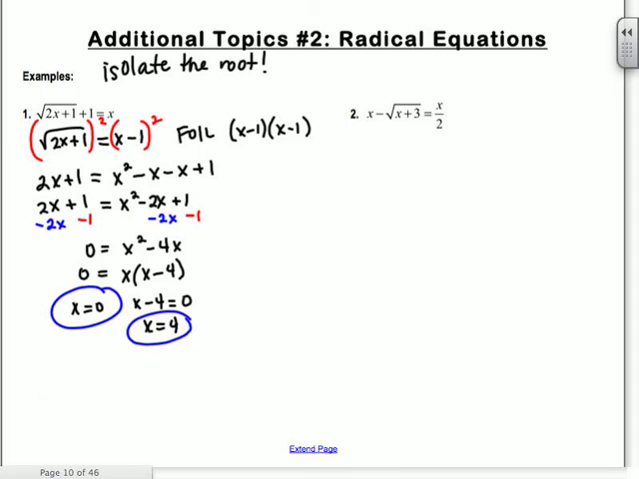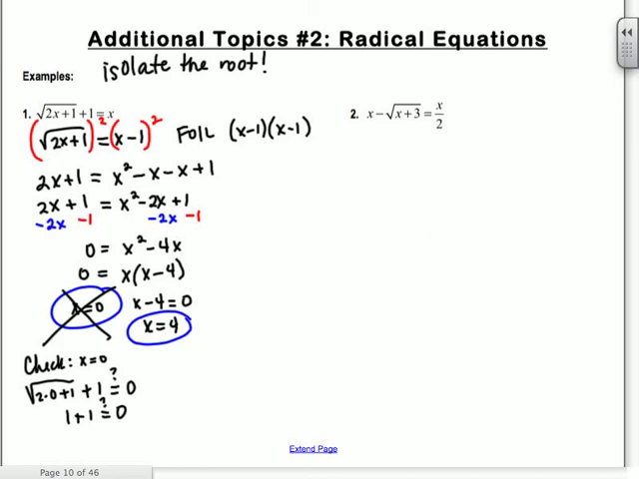So if I check 0, and I plug it into my original, I'm going to have the square root of 2 times 0 plus 1, and I want to see if it equals 0. In this case, you get 1 plus 1 equals 0. Does that work? No, it does not. So 0 is out. So 0 actually did not work as a solution.